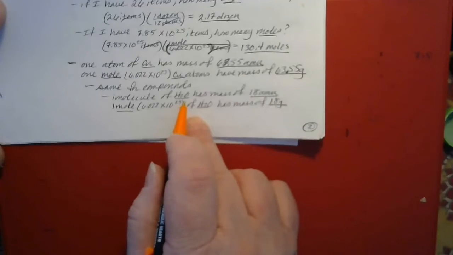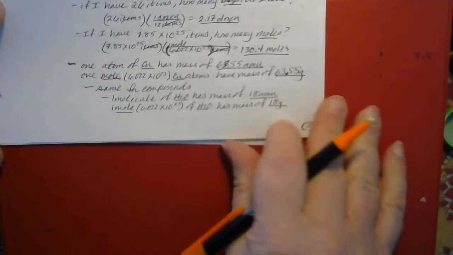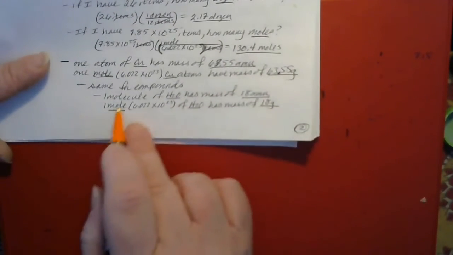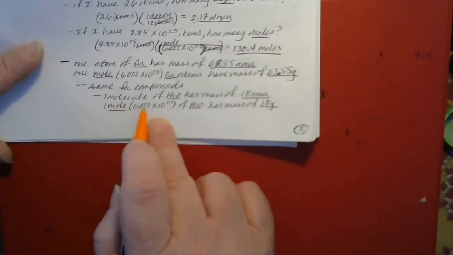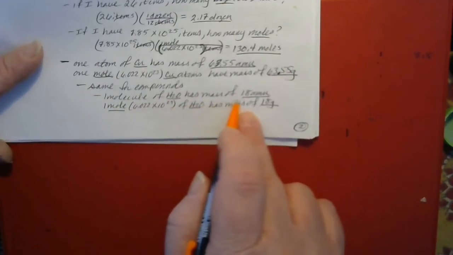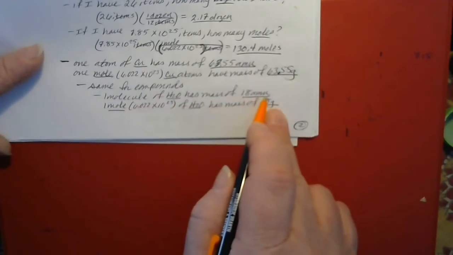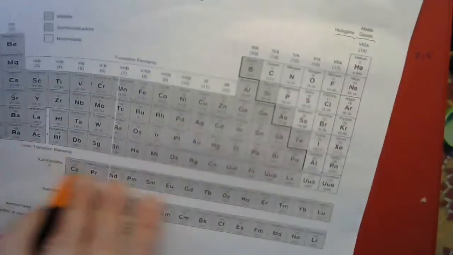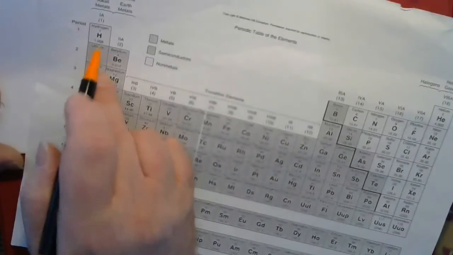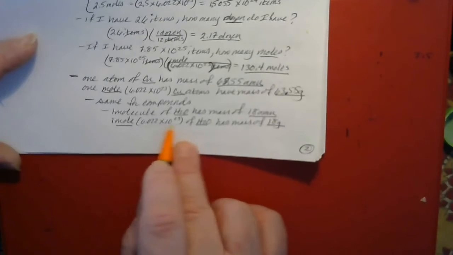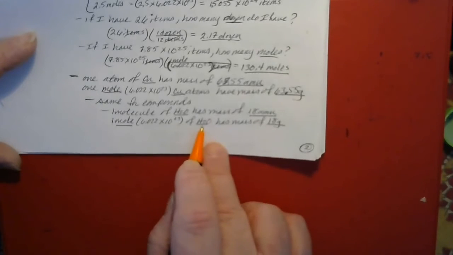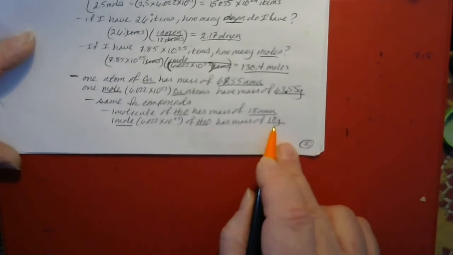Works the same way for compounds, except you'd have to use the formula mass or the molecular mass for the compounds instead of the mass straight from the periodic table. For instance, one molecule of water has a mass on average of 18 atomic mass units. That's taking 16 for the oxygen and 2 times 1 for the hydrogen. That gives you a total of 18 atomic mass units. Well, it's also true that 1 mole of water, or 6.022 times 10 to the 23rd molecules of water, has a mass of 18 grams.